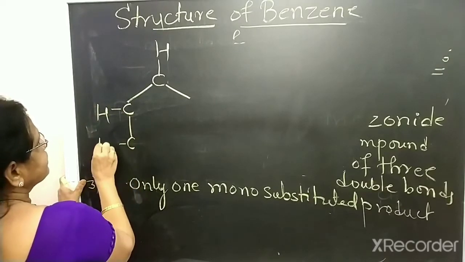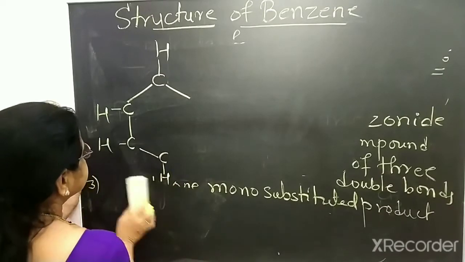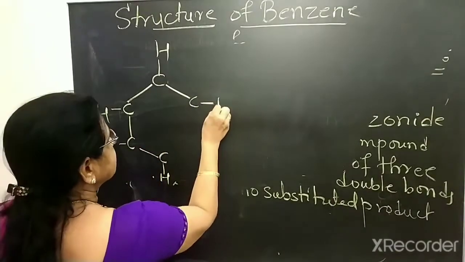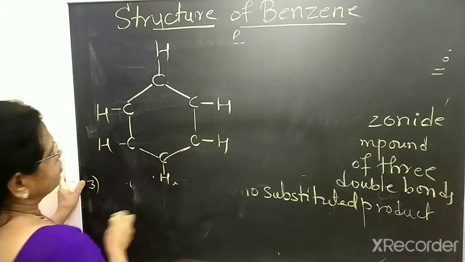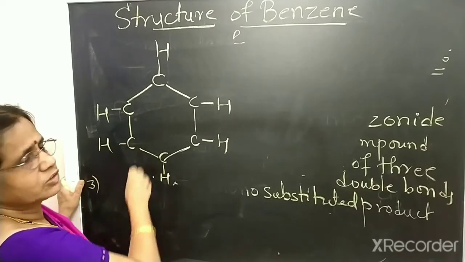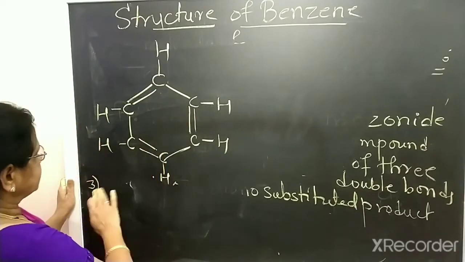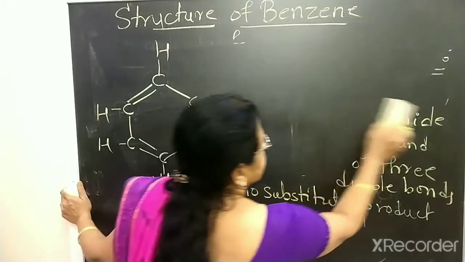Each carbon is attached to one hydrogen. Then the bonds alternate, and that cyclic ring contains alternate single and double bonds, because the valency of carbon should be satisfied, that is 4. So alternate single and double bonds are present in the benzene ring.